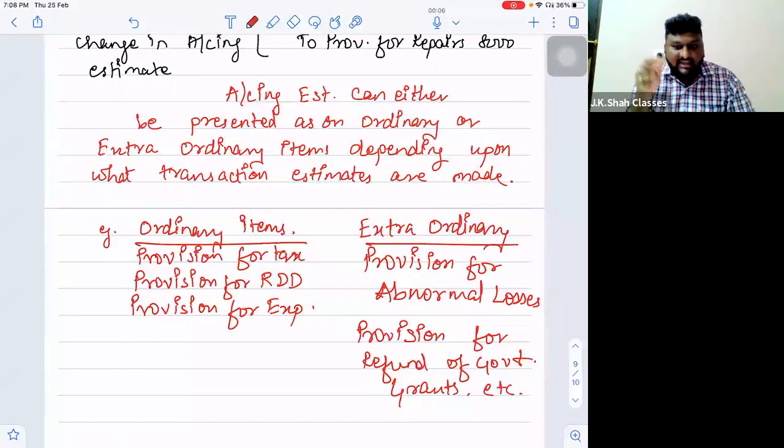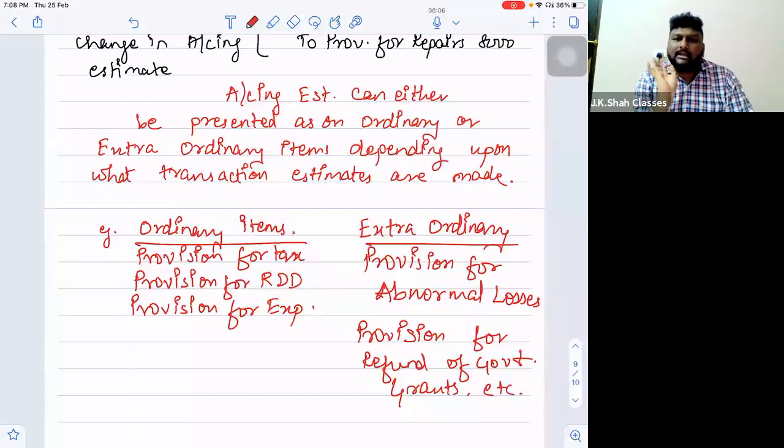You have to reverse the provision. If the actual expenditure is less than the provision, you have to reverse the provision. That is called excess provision returned back. Say you thought that your expense will be 1 lakh, so you created a provision for 1 lakh. But your actual expenditure was only 75,000. No problem. 25,000 reverse. Reversal entry will be what? Provision to P&L. That is called excess provision returned back. That can happen, right? Are you understanding this point?